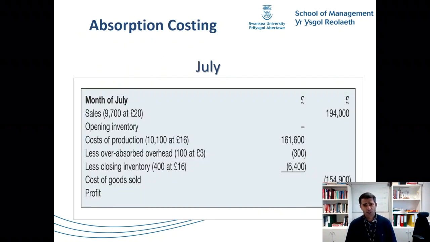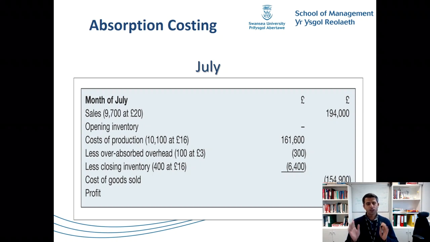If you look at the absorption statement, you will see that sales are £194,000 because we sold 9,700 units multiplied by the selling price per unit, £20. We don't have opening inventory. The cost of goods manufactured is £16, which, if you remember, is the product cost per unit using absorption costing, the £13 plus the £3 fixed cost per unit, multiplied by the number of units produced, which is 10,100 units.